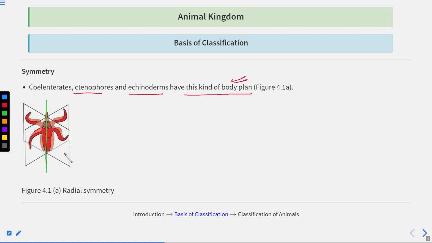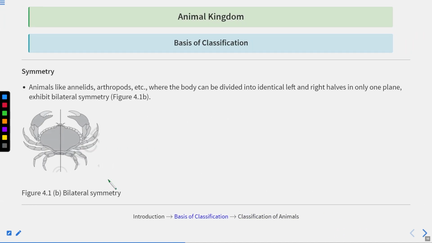So there are a number of planes through which you can divide the organism and get two equal halves of that particular organism. That is showing the radial type of symmetry.